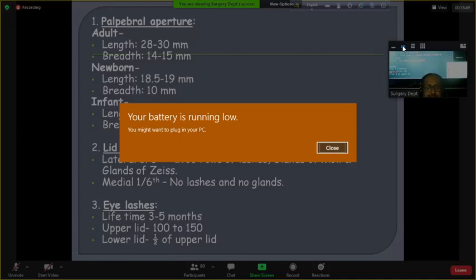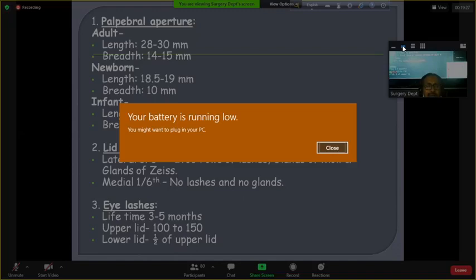Lid margin is important. It is divided by the punctum into a ciliated part and a non-ciliated part. Medial to the punctum is 1/6 of the lid margin, and that has no glands. And lateral 5/6 has 2 to 3 rows of lashes, glands of Moll and glands of Zeis.